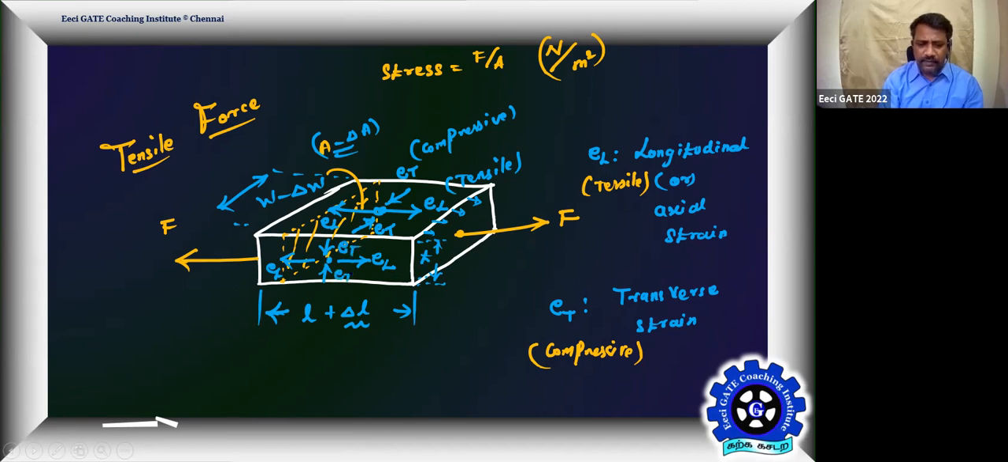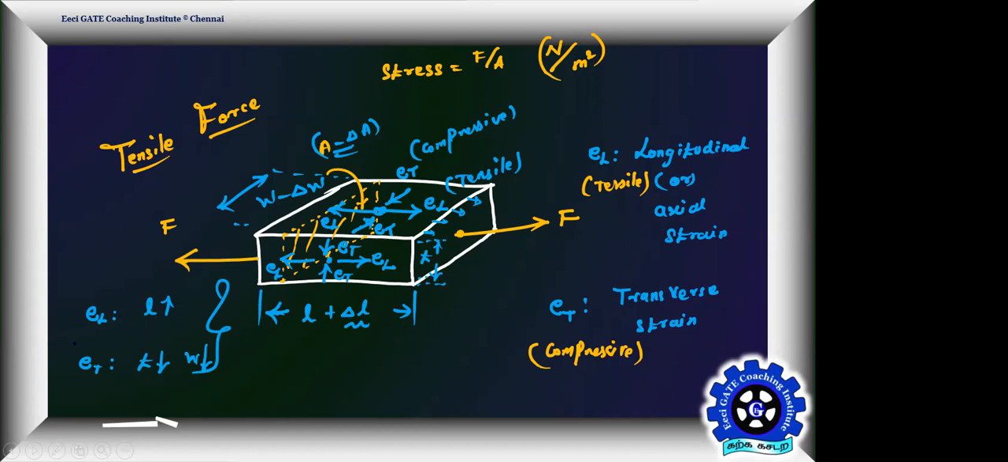ET is perpendicular to the EL. EL is trying to increase the length, so EL contributes to the increase in length. Length will increase to L plus delta L, whereas ET contributes to decreasing thickness as well as decreasing width. Agree, everyone? Yes, sir.